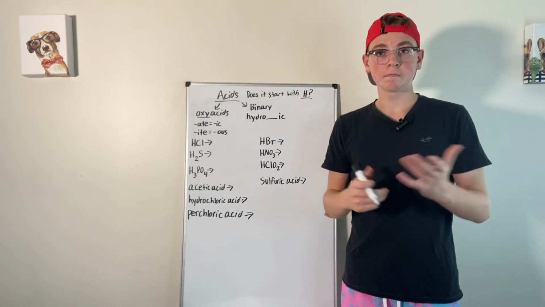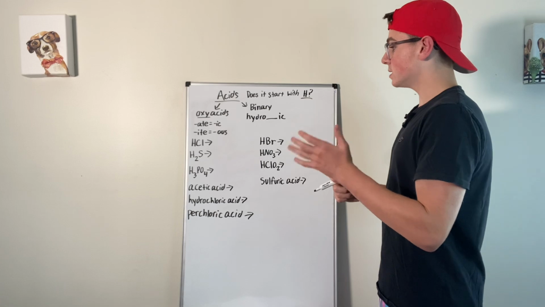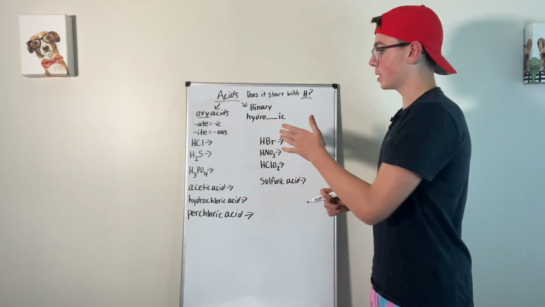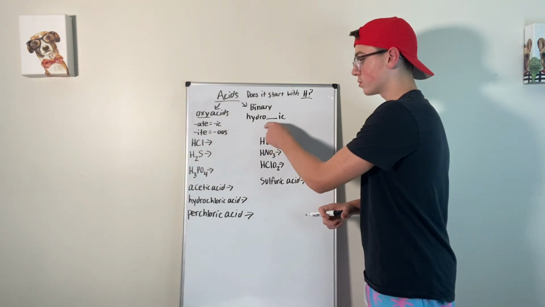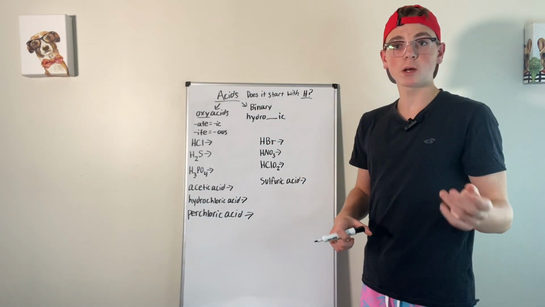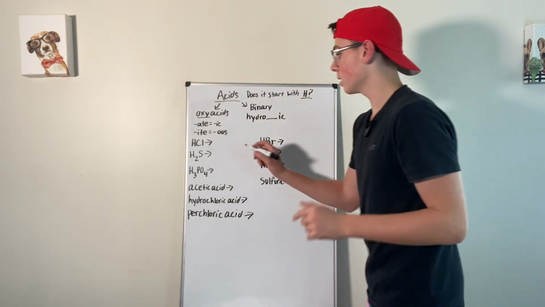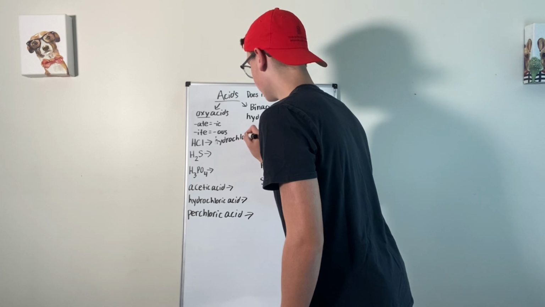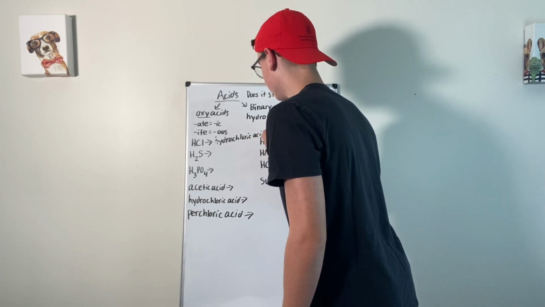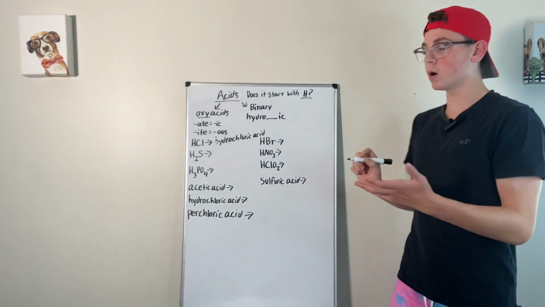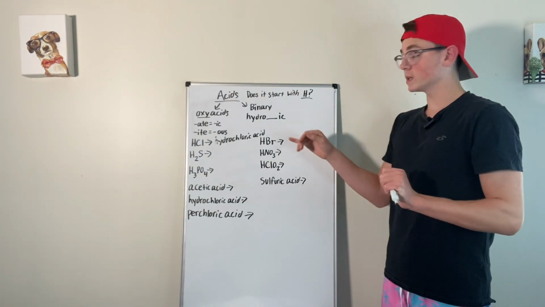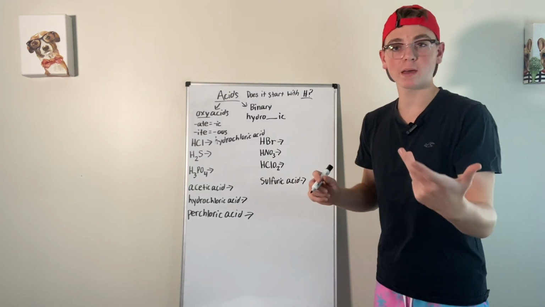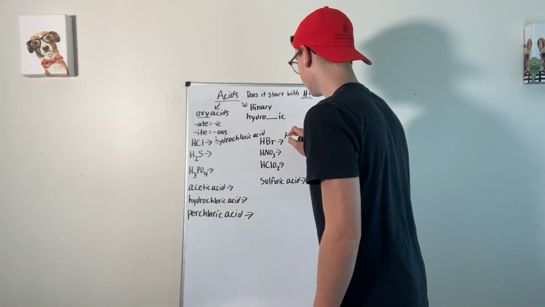All right, so let's get started. HCl would be, there's no oxygen, so it's binary, so we've got the hydro, and then chlorine would be chloric. You just change the ending. So hydrochloric acid. Then HBr would be, this is bromine, so it'd be bromic. So it'd be hydrobromic acid, because no oxygen.